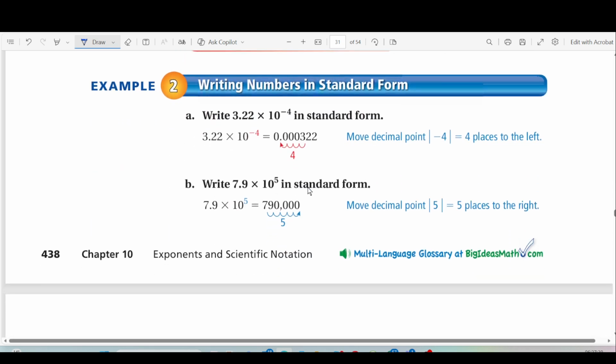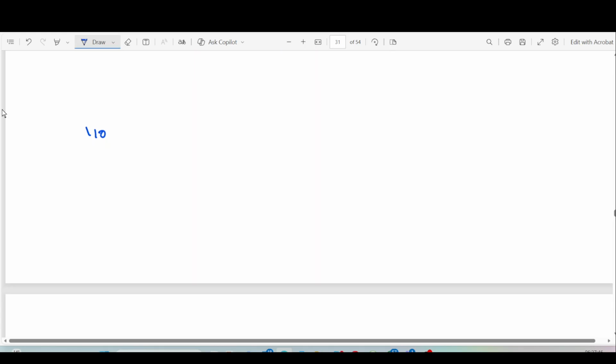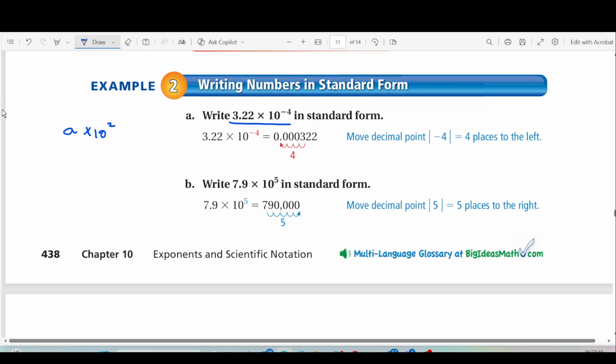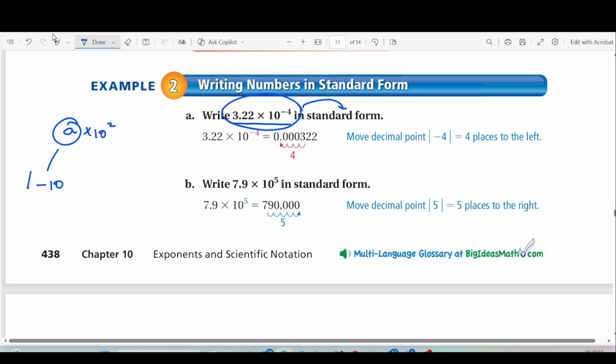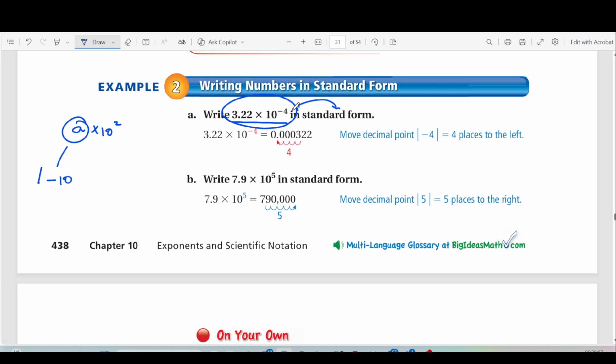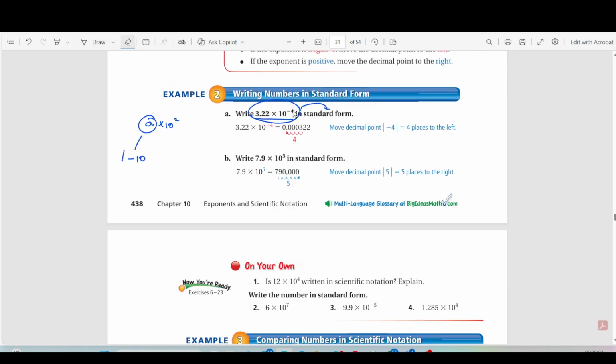Let's see. So this is scientific notation, right? Because we have 3.22 times 10 to the power of something. This should be between 1 and 10. You can see 3.22 is less than 10, right? So it is in scientific notation. We have to convert it into standard form. Standard means without the exponent, okay?